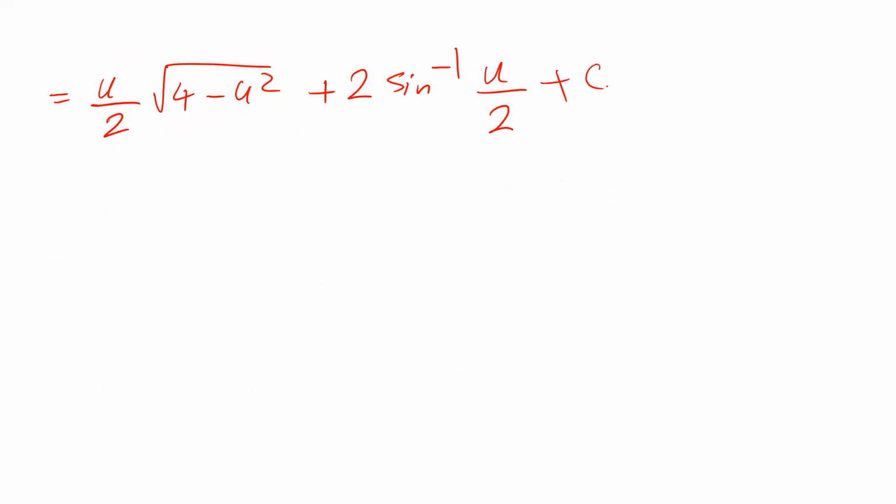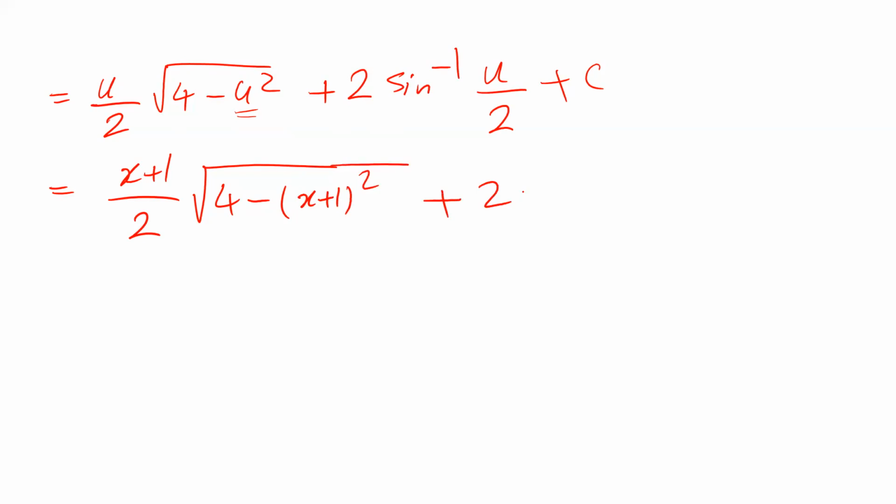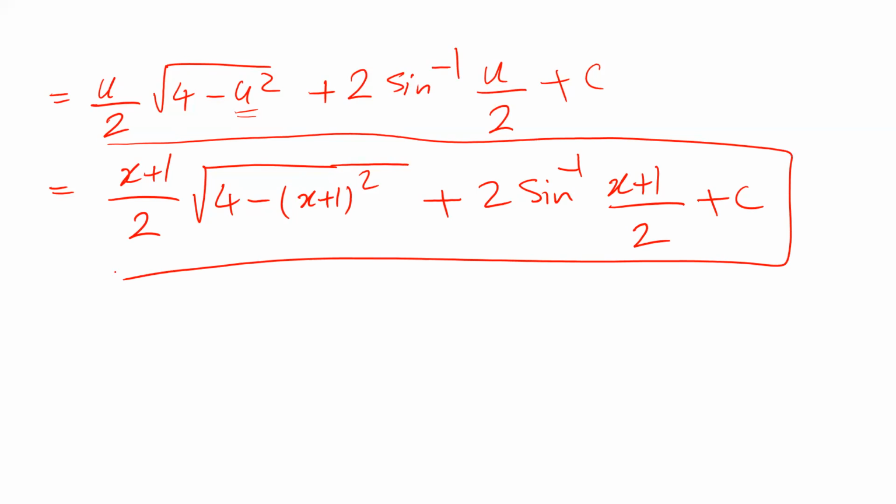So all you need to do here is to substitute the parameter u with its definition, which was x plus 1. So this will be equal to, instead of u I put x plus 1, divided by 2 times square root of 4 minus, instead of u I write (x plus 1) to the power of 2, plus 2 sine inverse of, instead of u I write x plus 1, divided by 2, plus c, which is the constant of the integral. And this is the solution to our integral.